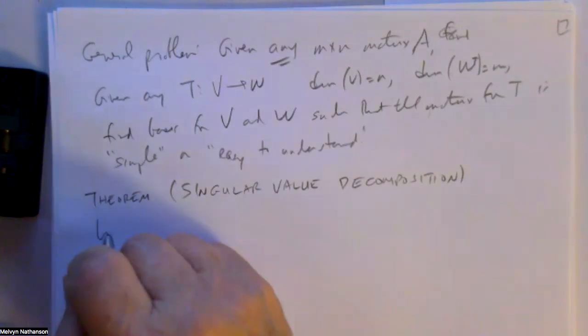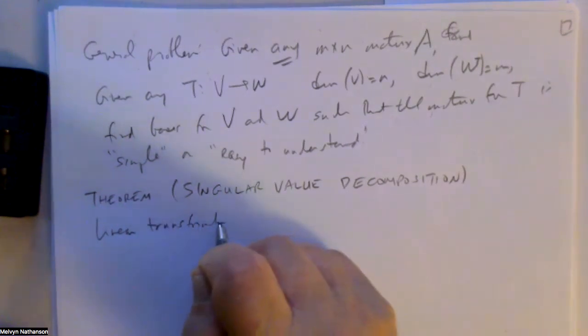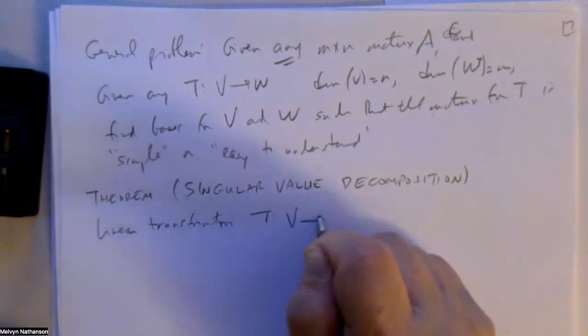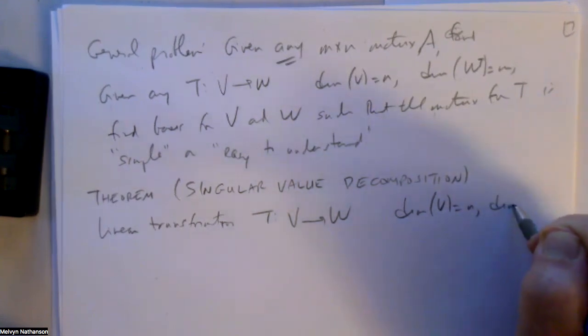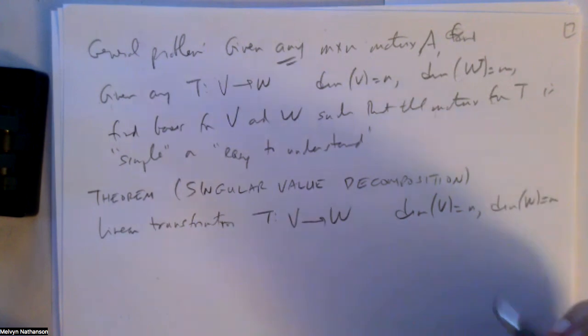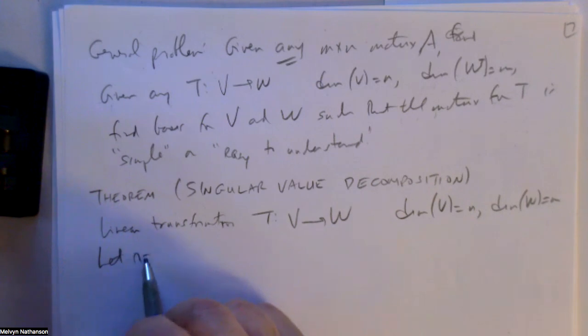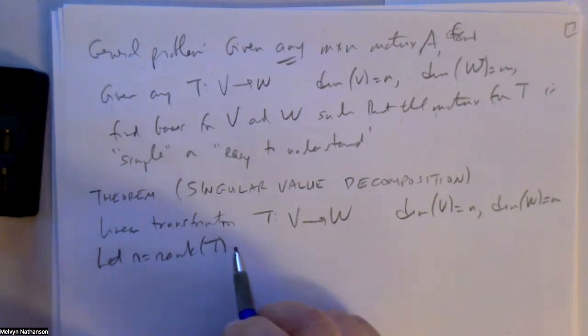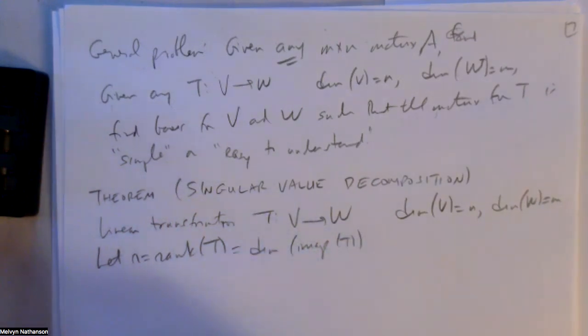So we have a linear transformation T from V to W. The dimension of V is n, the dimension of W is m. And the theorem says the following. Let r be the rank of T, which is the dimension of the subspace, the image of T in W.